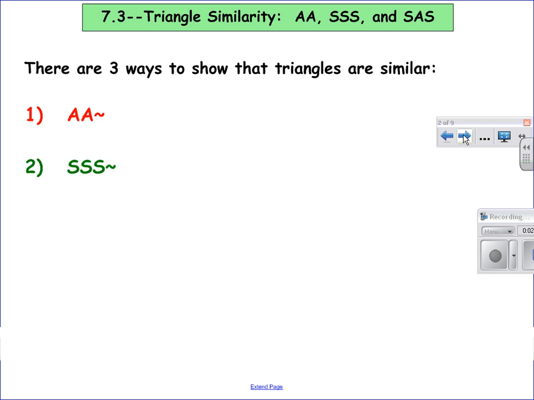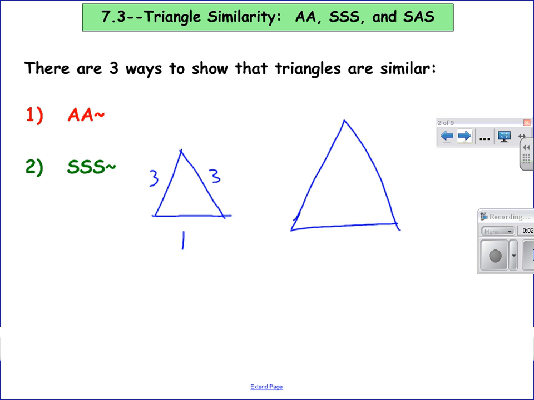Side, side, side, well, if I have this triangle here, side lengths of, let's make this 3 here, and 1 here. And then I have this other triangle, making this guy 6 here, and 2 here. Well, the ratio is the same for all of those. In other words, over here, 3 is to 6 is the same as 1 is to 2.